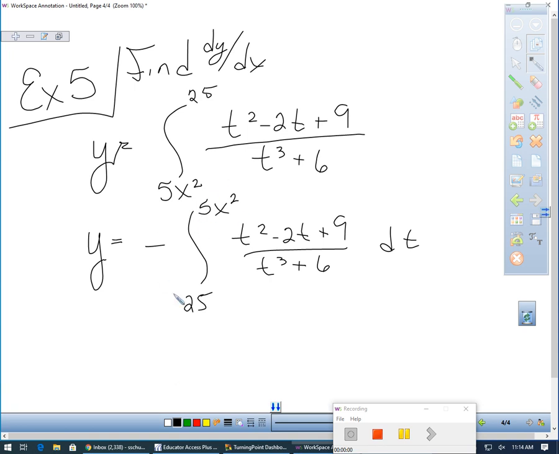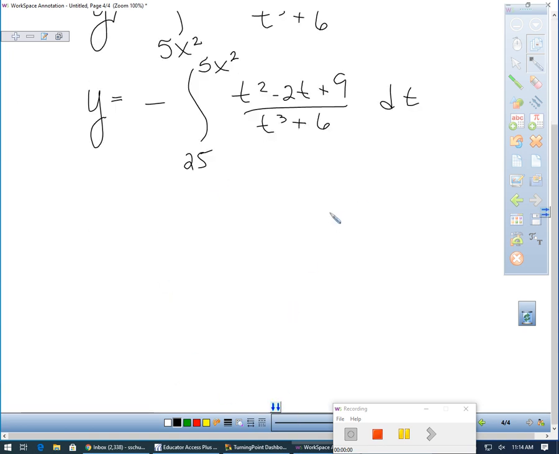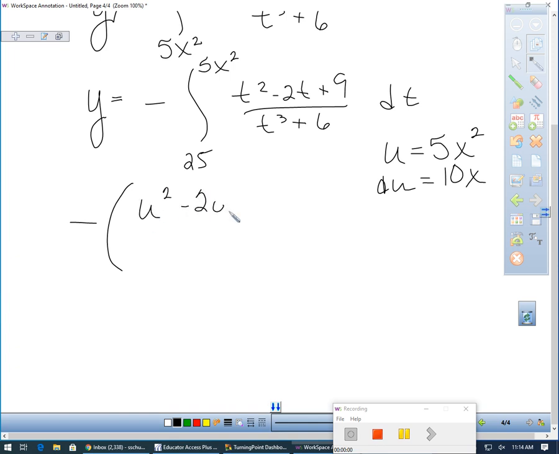All right, now there's a problem with that top bound, so we have to do a what? Good. So u equals 5x squared, which means our du equals 10x. Now we're going to replace all of those t's with u's. Okay? So we have negative, and I'm going to put it all in parentheses, u squared minus 2u plus 9 over u to the third plus 6 du. So we're totally good with that step, right?